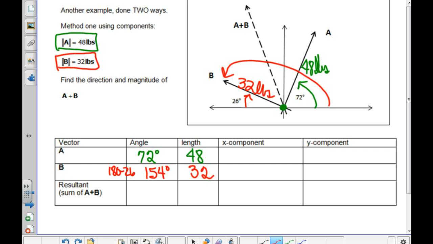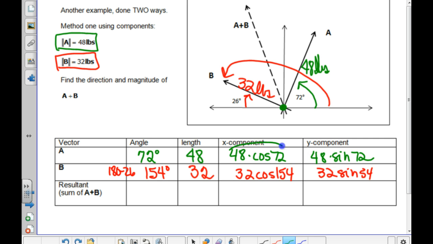Now, you can type these in if you want. I'm just going to write them. This is going to be 32 cosine of 154 and 32 sine of 154. And this is going to be 48. Oh, I should be doing that in green, huh? Length times cosine of the angle, length times sine of the angle. Okay, now I'm going to add these two and get a number. And I'm going to add these two and get a number.